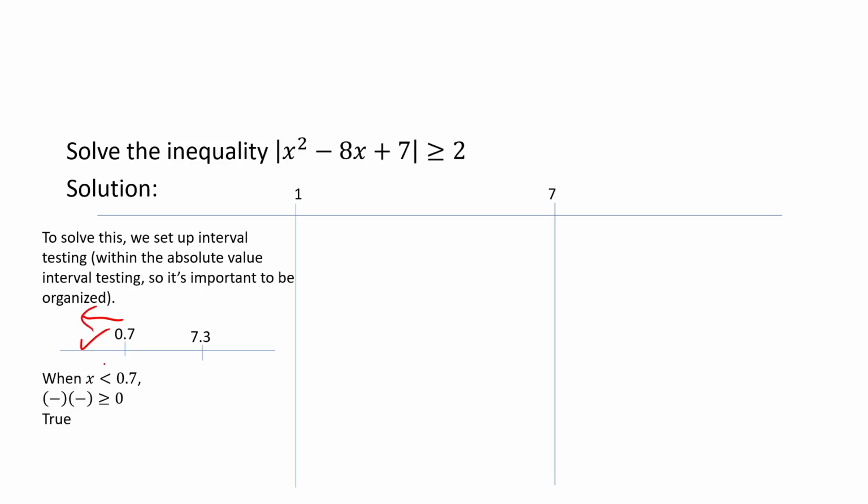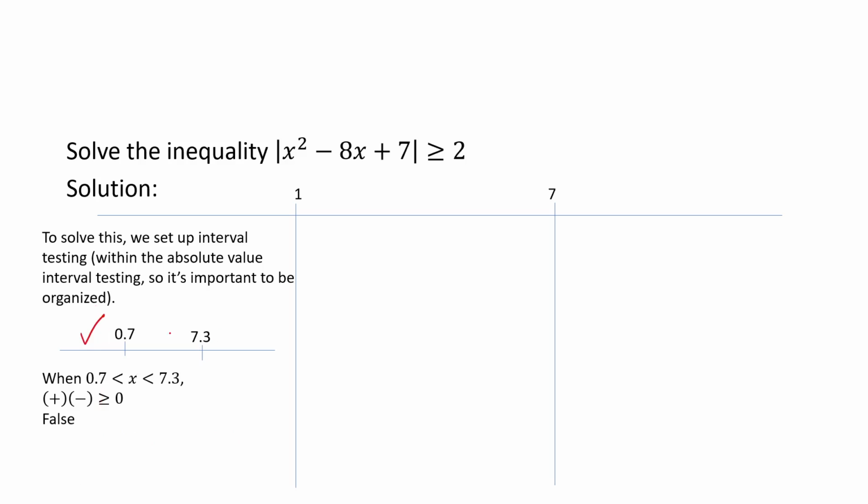And again, if you're not sure what we're doing, take any number to the left of 0.7. Let's say let x be 0. And what we're doing is we're testing the statement x squared minus 8x plus 5 greater than or equal to 0. And when you let x equal 0, this statement is true.